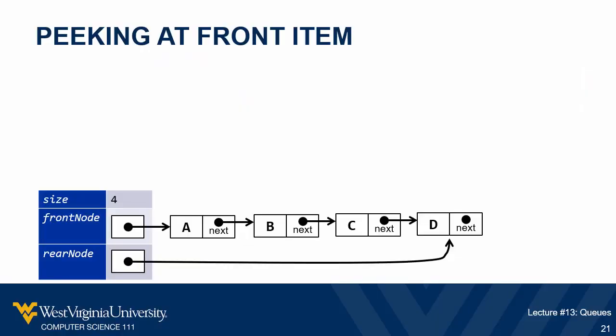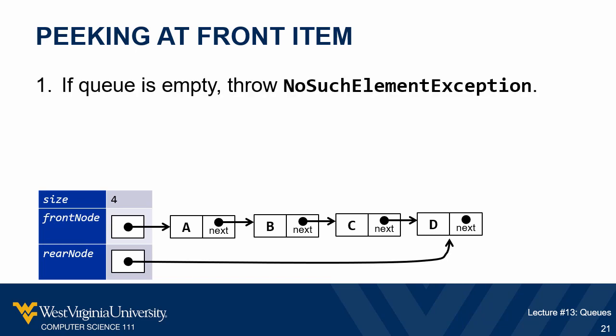In addition to a method for removing and returning the front item in our queue, we're going to have a way to peek at it to see what's there without actually removing it from the queue. So in this case here, our front item is A. The way the peek method that we're going to be implementing is going to work is we're going to start off by checking to see if the queue is empty. If it is, we're going to throw a NoSuchElementException. Assuming that it's not empty, we're just going to return the value that's stored in that front node.